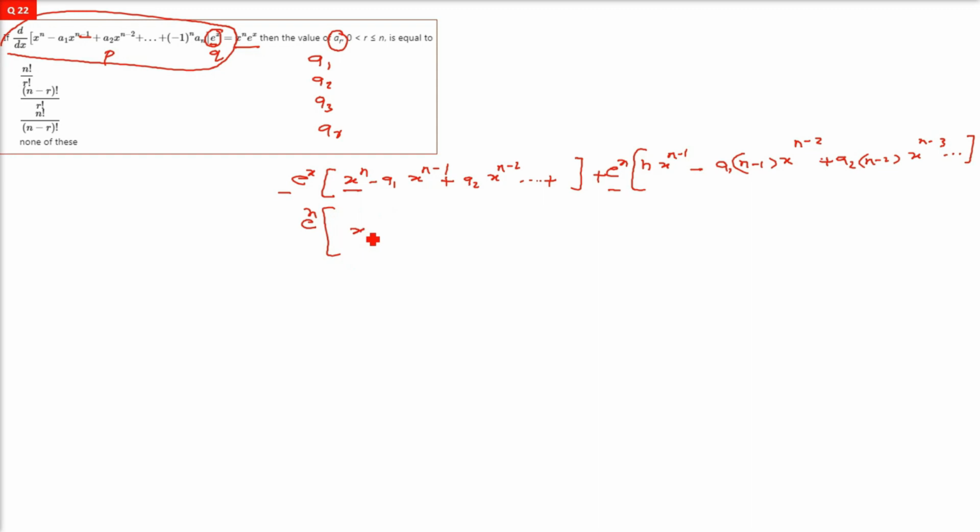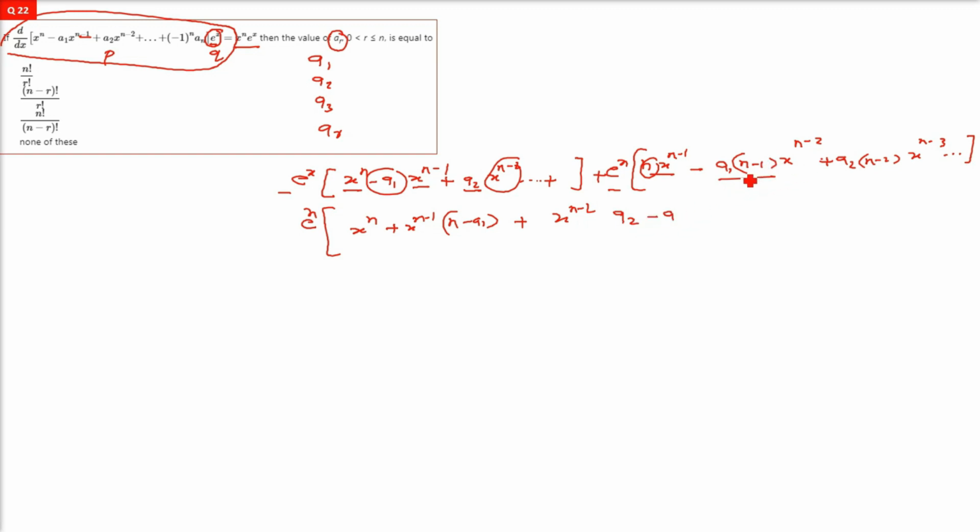So I'm taking this e to the power x common from both the terms. So inside it will be x to the power n. Now I am taking x to the power n minus 1 common. So what is being inside? n minus a1. Then we have x to the power n minus 2. And what do we have inside? a2 minus a1 into n minus 1.